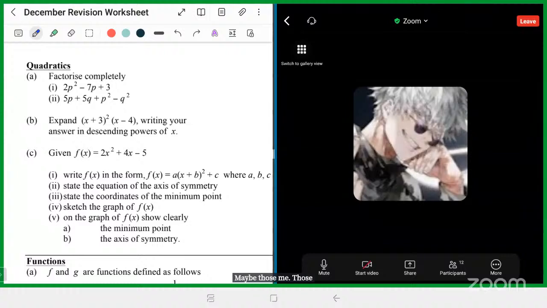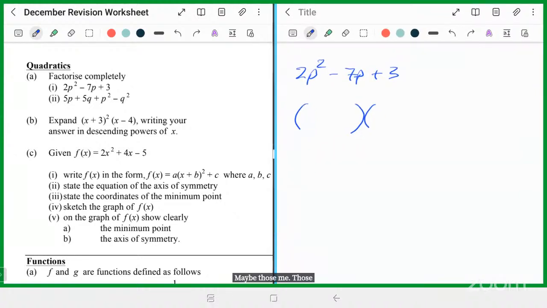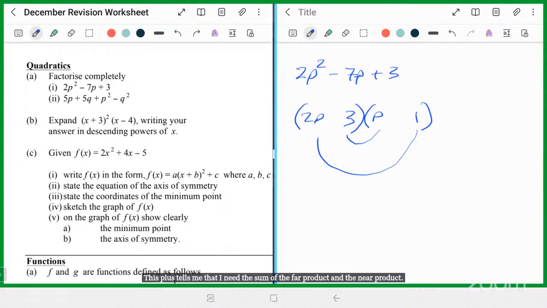All right. So, ready, let's go again. So the only factors of this 2p squared is 2p and p. And the only factors of this 3 is 1 and 3. So it's a matter of where you place the 1 and where you place the 3. All right? So let's say I make a mistake. Let's say I do it the wrong way and put the 1 here and the 3 here, which I know is wrong. This plus tells me that I need the sum of the far product and the near product to give me this middle term.